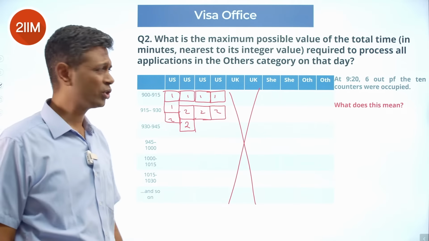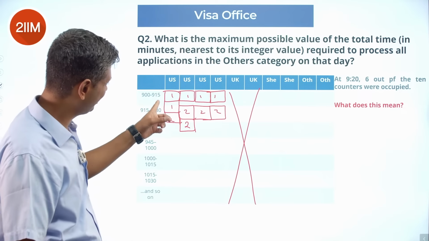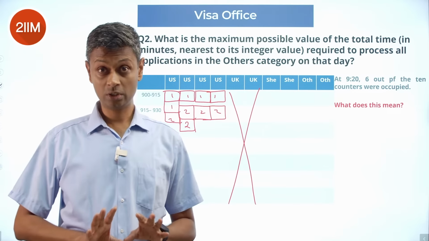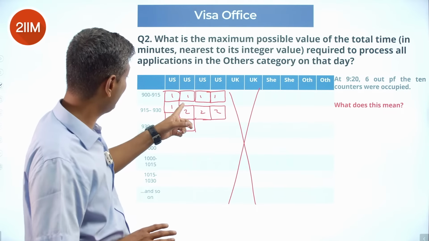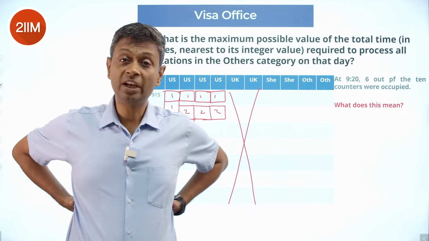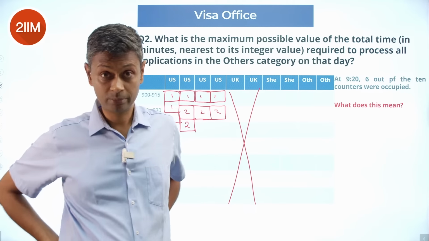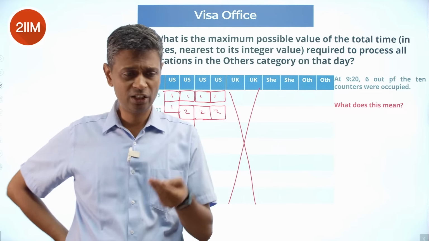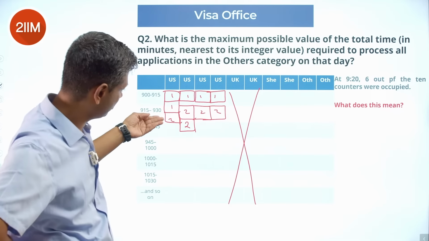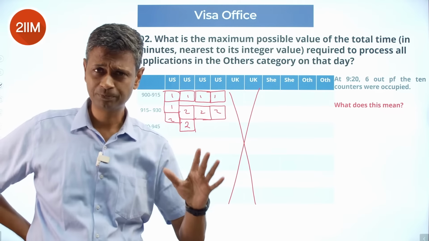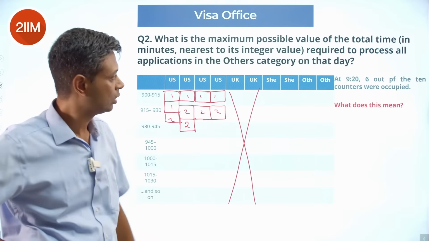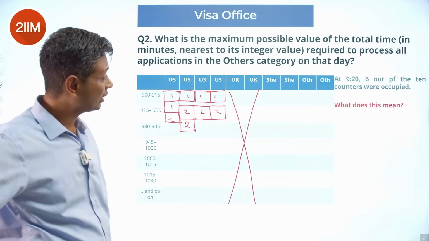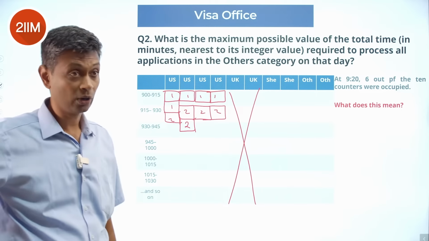And so the US counters at 9:20 are all occupied. If you had come at 9:13, there could have been 3 guys unoccupied. But at 9:20, all 4 of them are occupied. They're addressing something. They're either in the middle or just ready to welcome the next person. Waiting, ready to fire. UK ones are not there at all. 2 other counters, 6 out of the 10 counters were occupied.